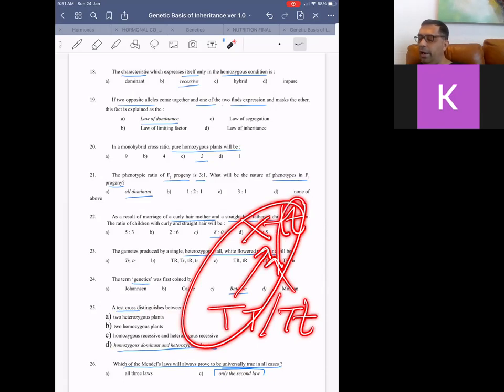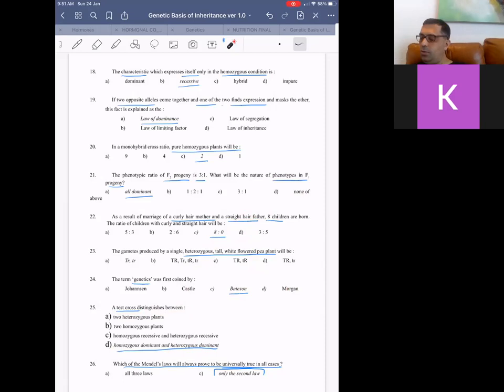If you get a ratio of 1:1, it is heterozygous. So a test cross distinguishes between homozygous dominant and heterozygous dominant. Which of Mendel's laws is universally true?